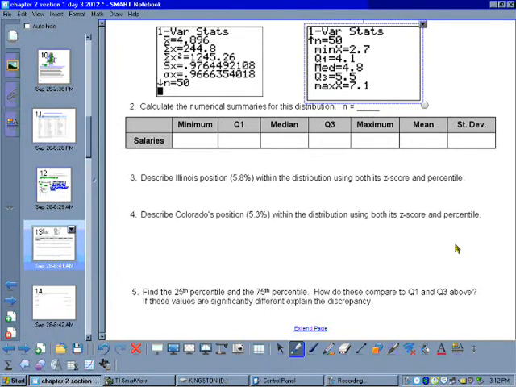My minimum value is 2.7. First quartile is 4.1. The median is 4.8. The third quartile is 5.5. The maximum is 7.1. The mean is x bar, which is 4.90 if you round properly to 2 decimal places. And the standard deviation, which is the capital S sub x, is 0.98 properly rounded to 2 decimal places.